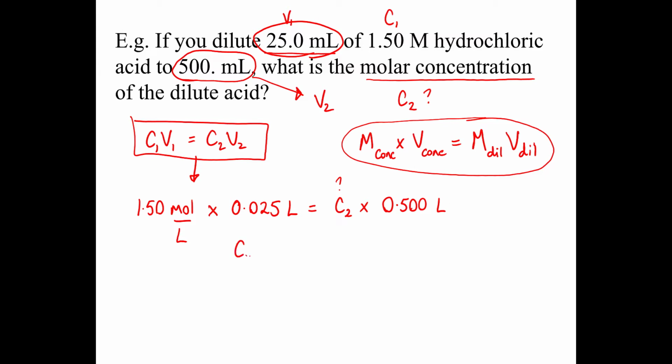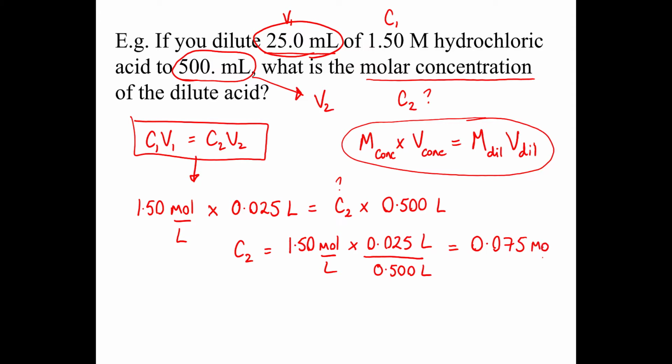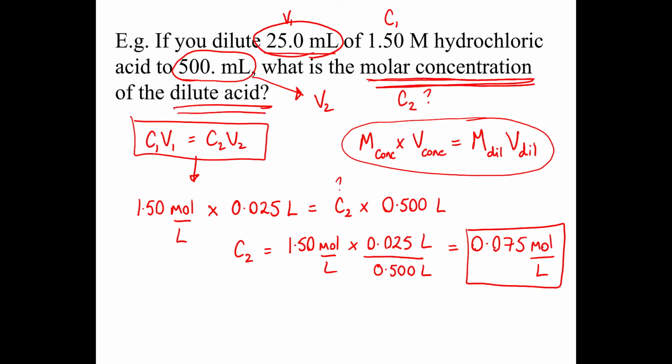What we care about is C2. Therefore, this is really simple algebra from now on. So it's 1.50 moles per liter multiplied by 0.025 liters divided by 0.500 liters. And so that answer ends up being, when we throw it in the calculator, 0.075 moles per liter. And that's the final answer. That's our molar concentration that we'll end up with of the dilute acid. C1V1 equals C2V2.